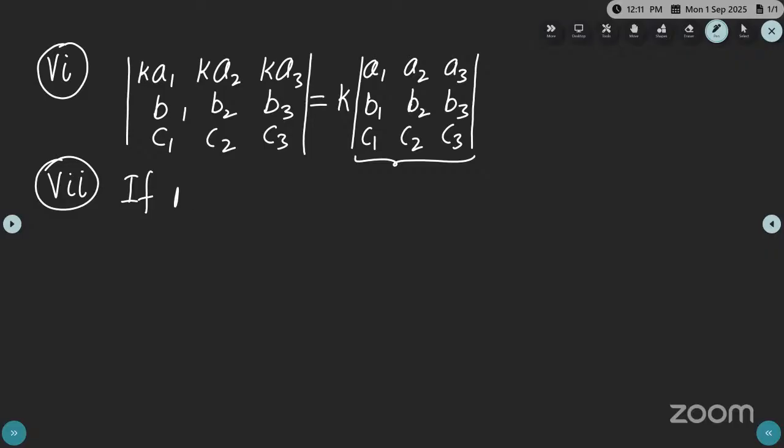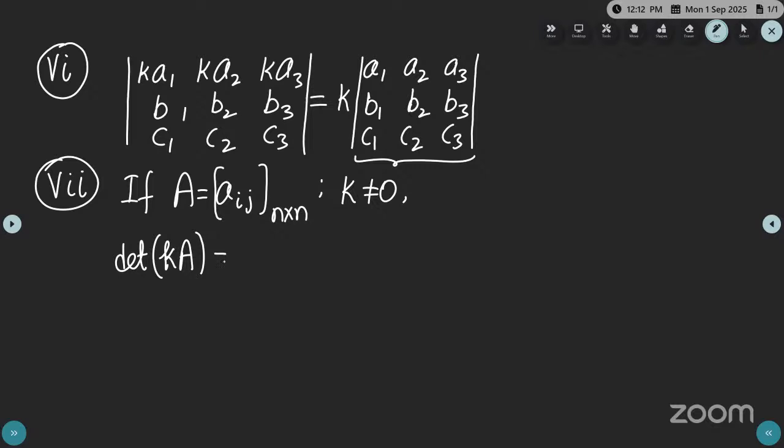If capital A equals Aij of order n by n and k is a non-zero scalar, then determinant of kA equals, tell me now quickly, what is determinant of kA? Think carefully and tell. Determinant of kA.